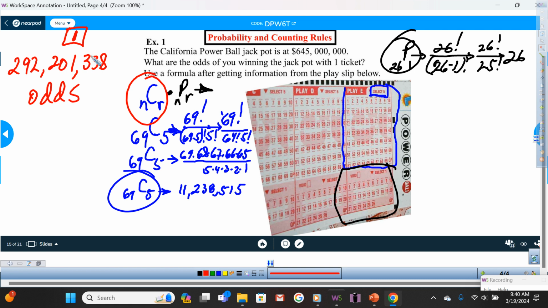Woo-wee! That's a lot. That's why it keeps growing on that number, guys. It's really tough to get that. You know what I'm saying?